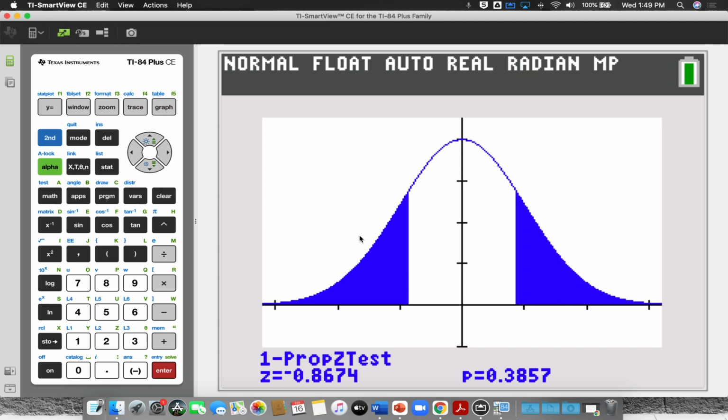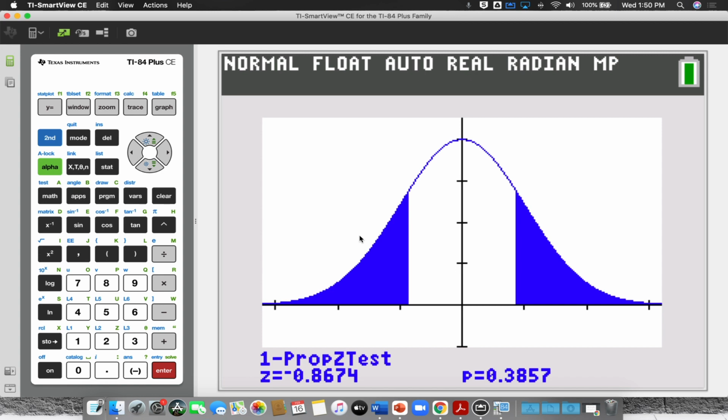This z-score was for the one we put in. So this z-score was for our p hat. So the z-score is negative 0.87. The z-score for the other side would be positive 0.87, right? And then it says our p-value. Our p-value is almost 39%. That's both added together. That's both greens added together. Our calculator does them together.